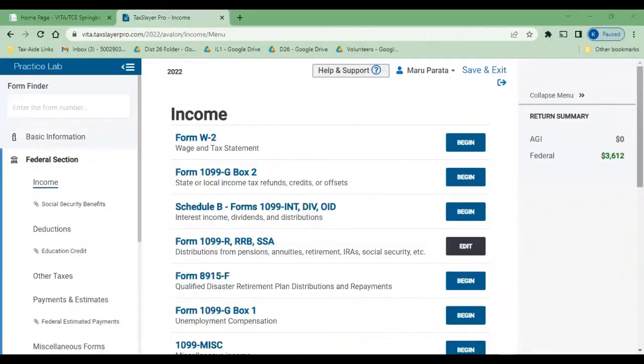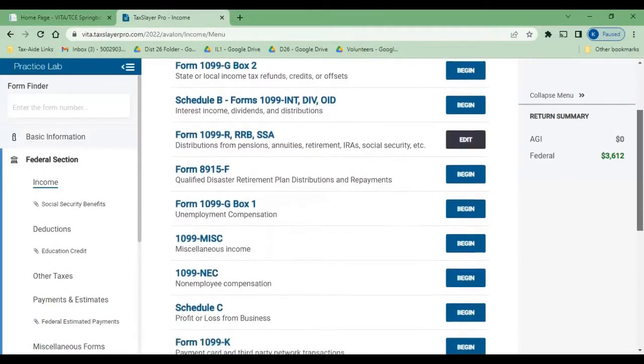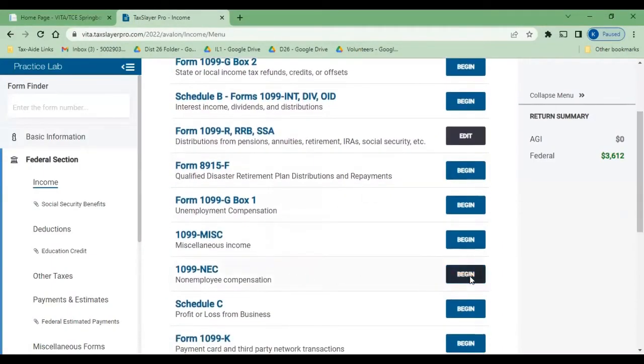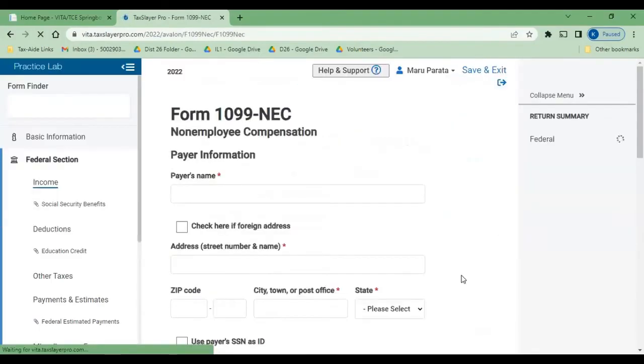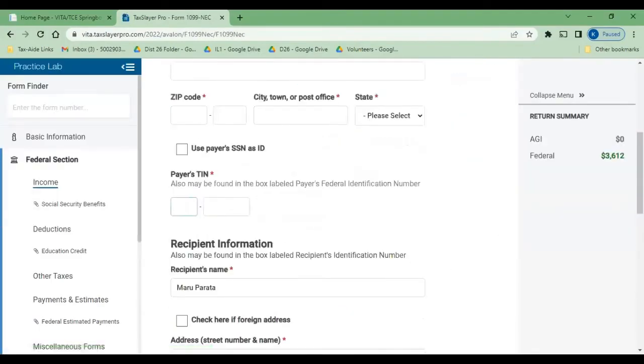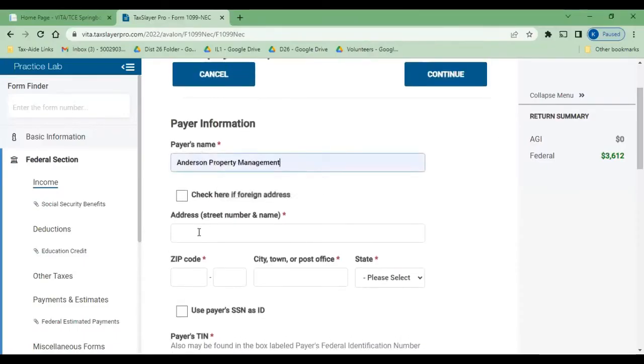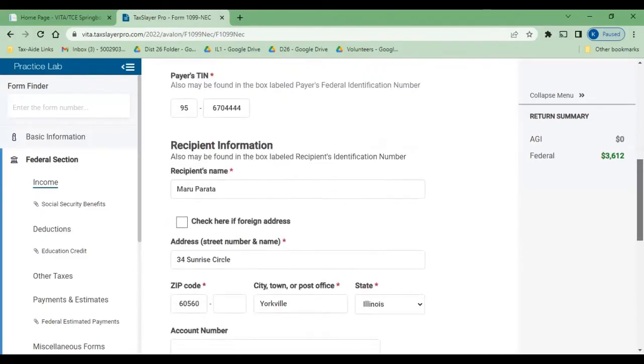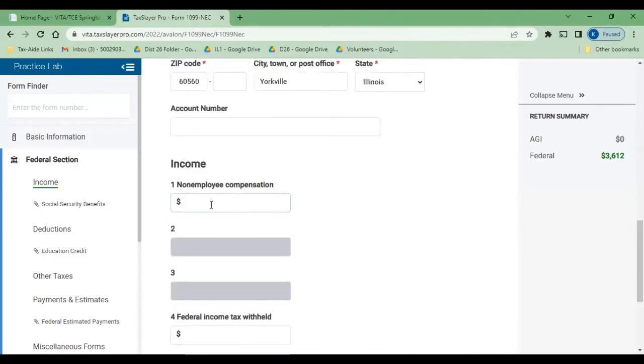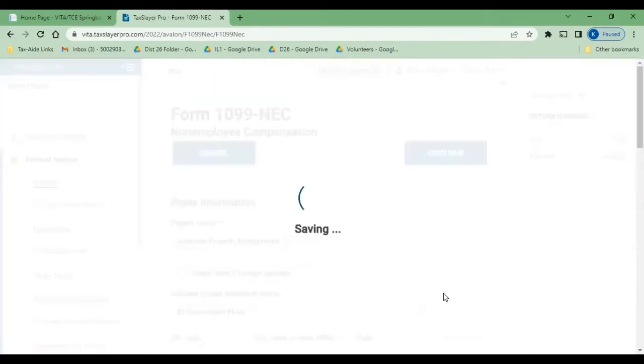I have entered all of the other information in the return other than the business information. So I'm going to start with entering the 1099 NEC. So I'm inputting the payer information as Anderson Property Management. And I've typed in the payer TIN, and the dollar amount on his form is $10,978. We'll click continue.